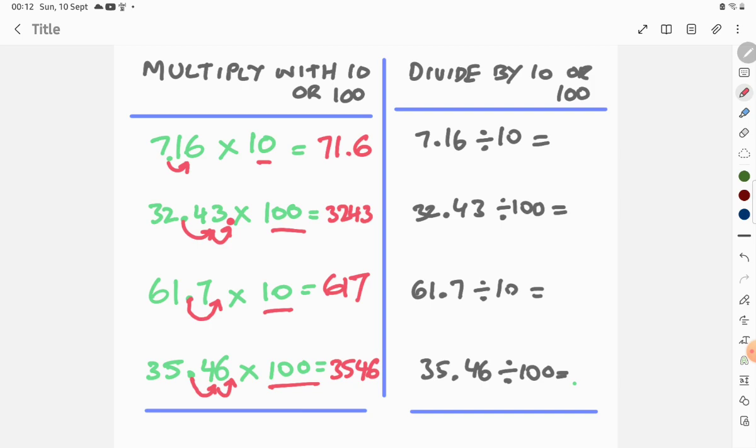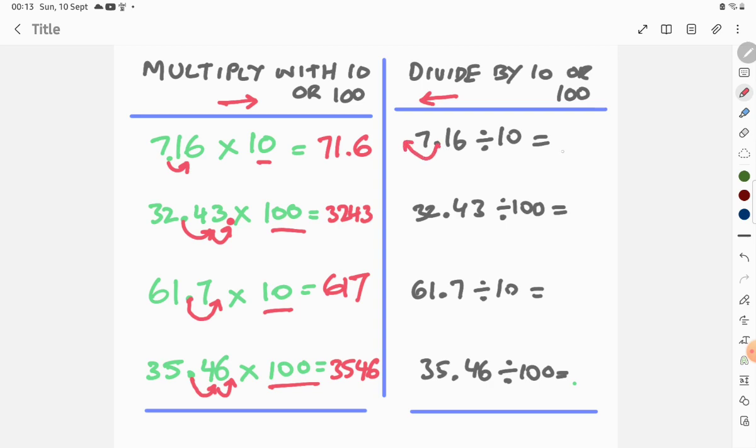I'm not writing the .0, so this becomes 3546. Similarly, when you're dividing a decimal number by 10, the decimal does move, but it doesn't move towards the right, it moves towards the left. It moves towards the right when you're multiplying with 10 or 100. But when you're dividing by 10, 100, 1000, the decimal is going to move to the left. So in this case, it is going to move here.